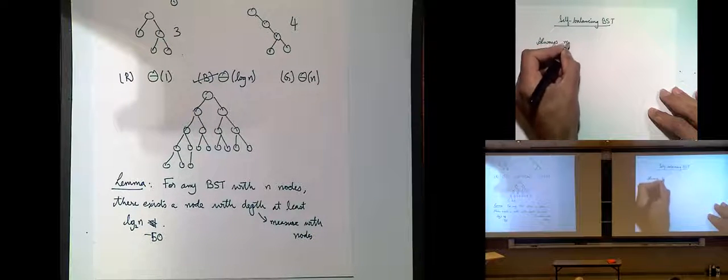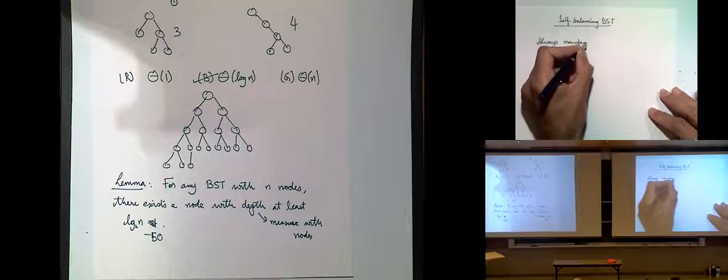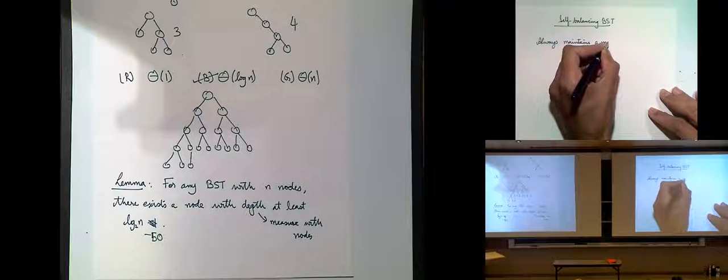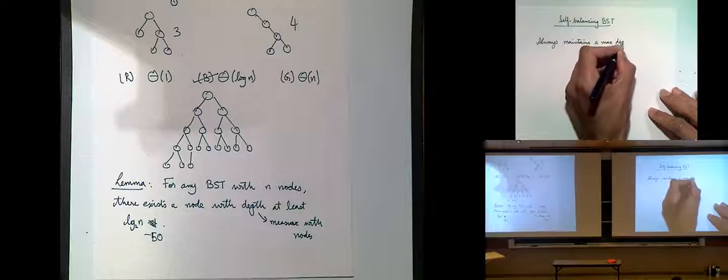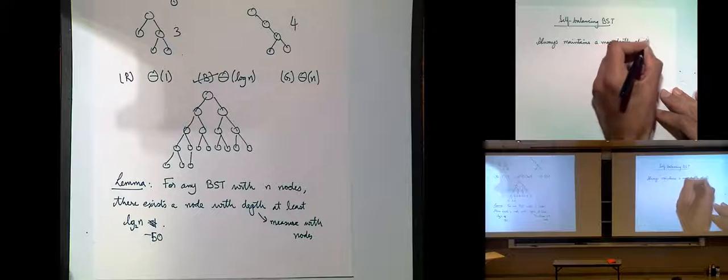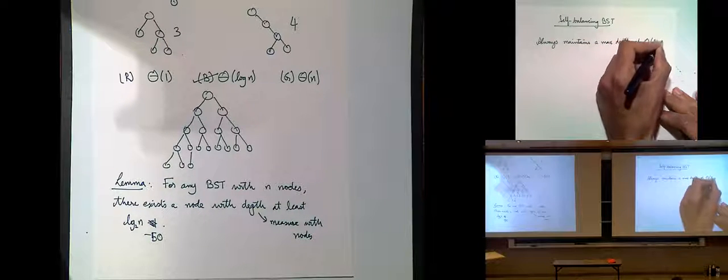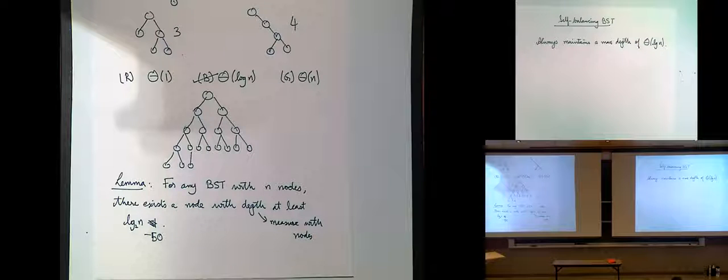Always maintains a maximum depth of theta of log n. Okay? Yes? Why do we say depth of theta of log n? Wouldn't we say max depth of log n? Because the depth isn't a theta, or are we saying the runtime to do something? No, the depth itself is going to be a theta here.